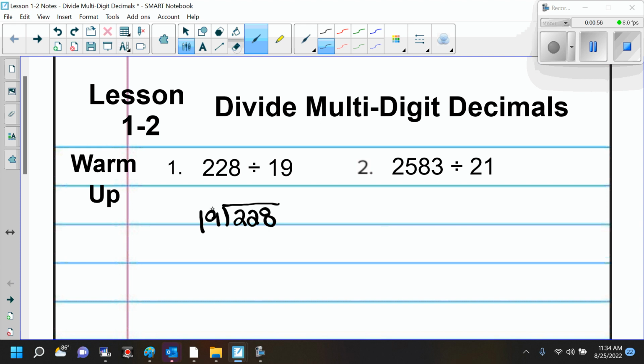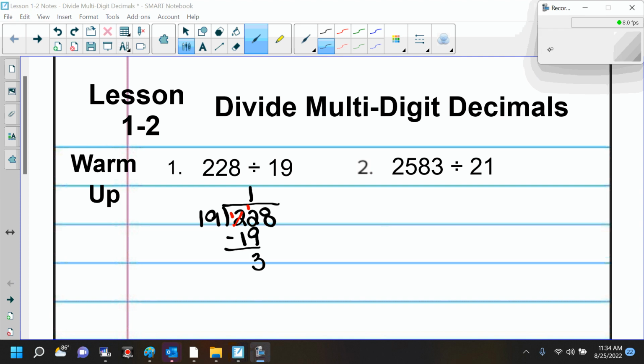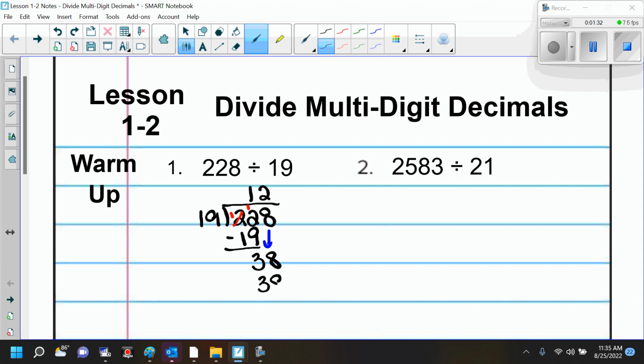And now we divide. So how many times does 19 go into 22? Okay, so 1 times 19 is 19, and then we subtract. And then here, of course, we need to borrow. So now we have 12 minus 9 is 3. Now, we're going to bring down the 8. So now, how many times does 19 go into 38? Twice. So 2 times 19 is 38. And there we have our 0 remainder.